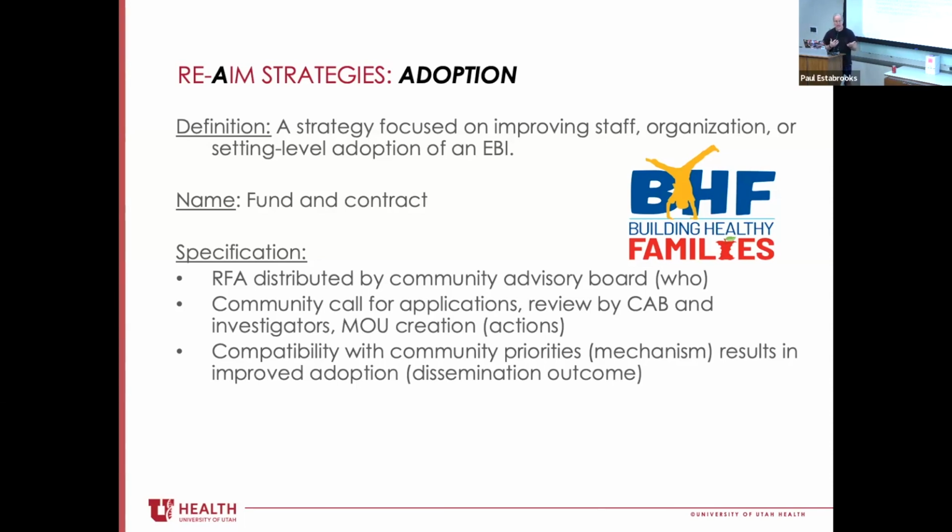Then the communities respond to the call for applications, and we review that with the community advisory board, the investigators, and the program development team. Then we create an MOU. That's the agreement for them to deliver the program. That's the action. So, very quickly, walking through that. For this one, we're hoping that it will improve compatibility with community priorities by sending this out. So we get that community priority matching, which is the mechanism which would result in improved adoption and dissemination outcome.